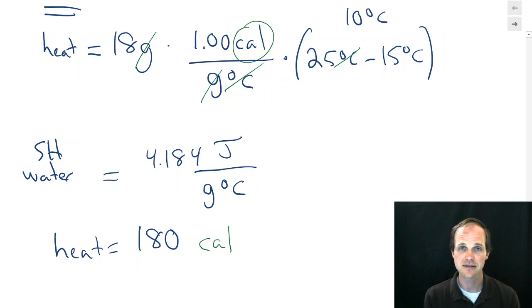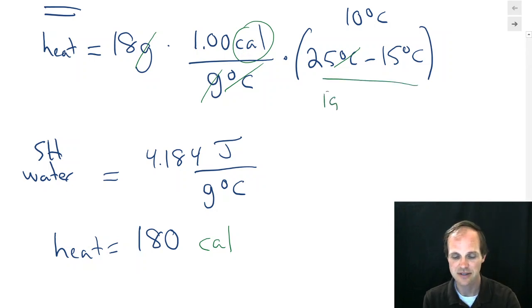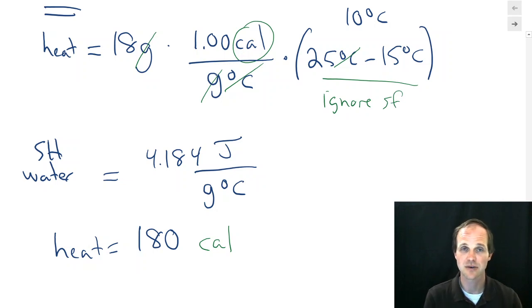For sig figs, specific heat, definitely count the sig figs. Mass, definitely count the sig figs. Temperature, ignore the sig figs. Okay, remember, temperature in sig figs is hard, so we're not going to worry about that too much. So we've got 2 sig figs in our mass. We're going to have 2 sig figs in our answer. So we can calculate that the heat it takes to warm up 18 grams of water by 10 degrees Celsius is 180 calories. That is how we use the heat equation.